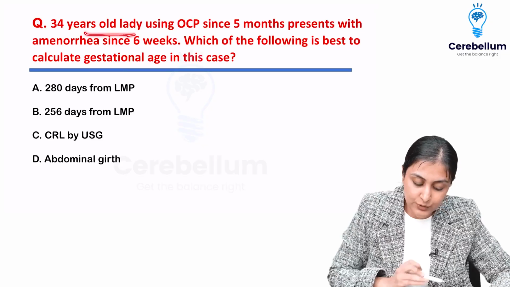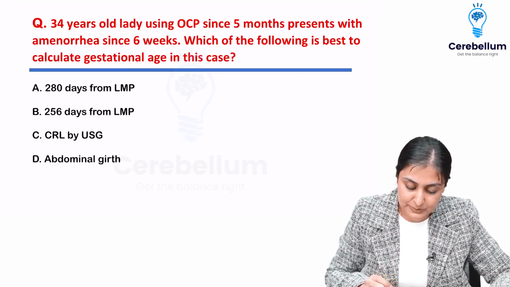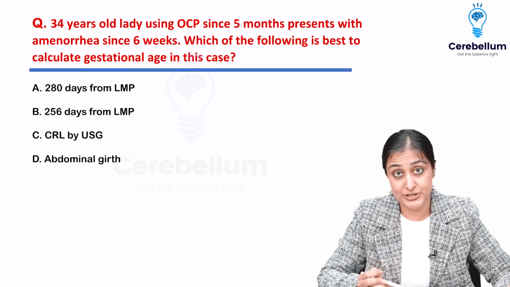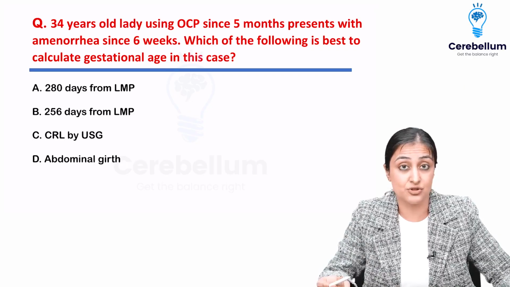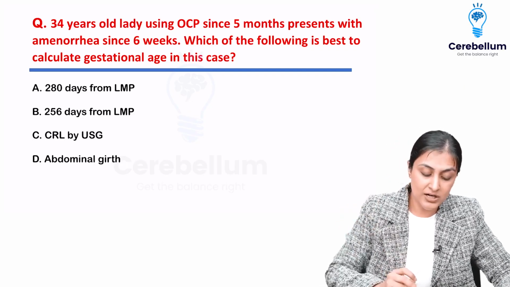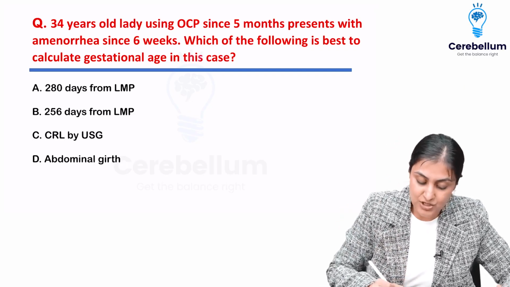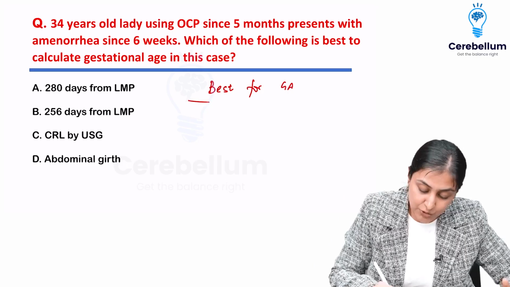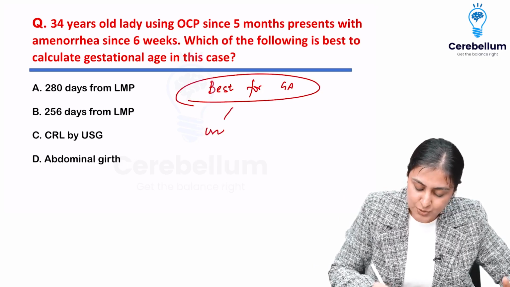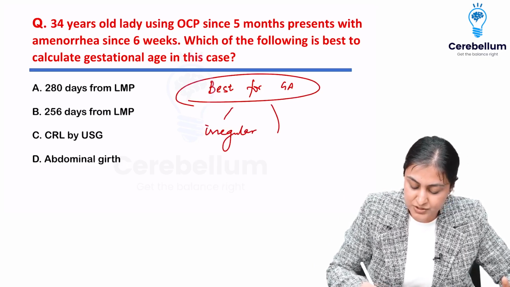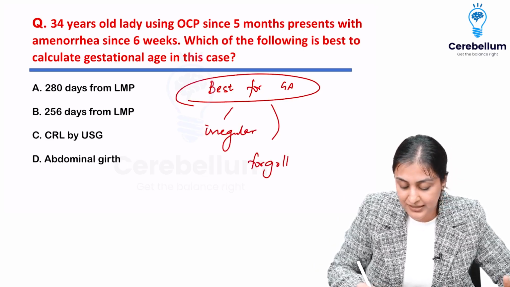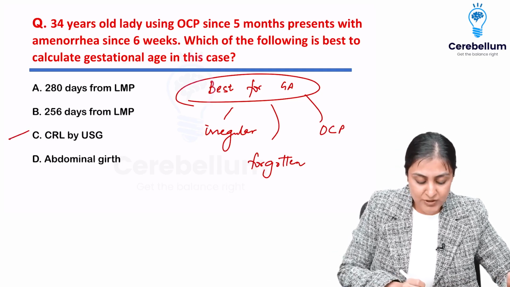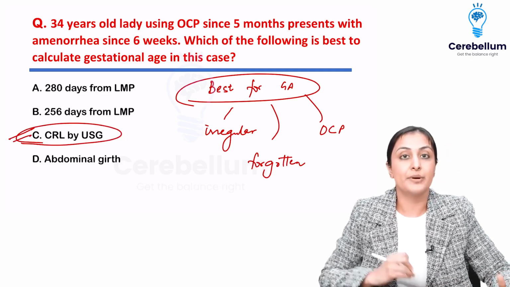Next, 34-year-old lady using OCP since 5 months, presents with amenorrhea. Now she was on OCPs. There is no last menstrual period in this case. So what is the gestational age? So you want to remember the best for gestational age, particularly in females who have irregular periods, who have forgotten their last menstrual period or are on OCP, is going to be the crown rump length.